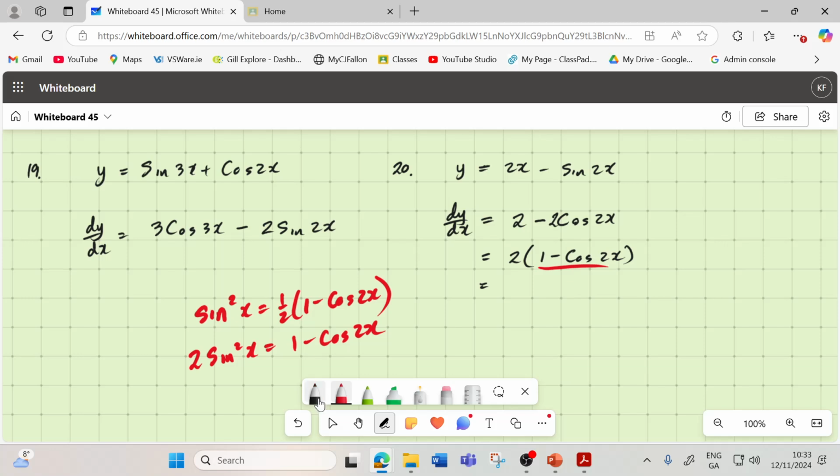So we can write it as 2 sine squared x, which equals 1 minus cos 2x. Hence we get it in the form k sine squared x.